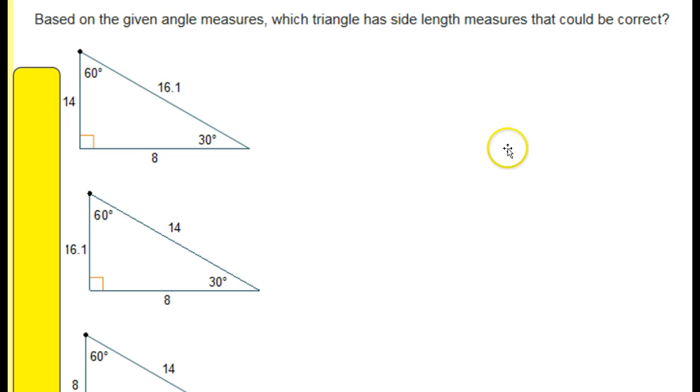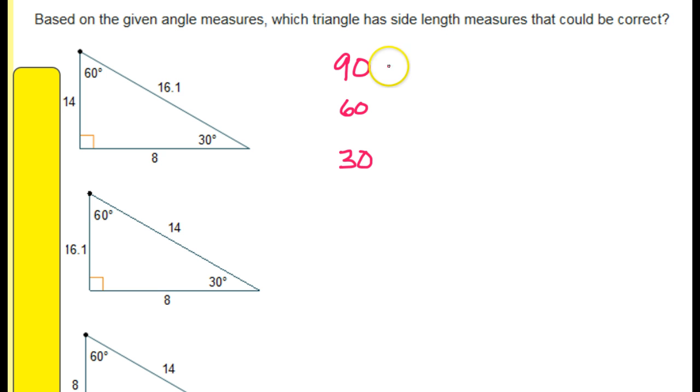Now, based on the given angle measures, which triangle has the side length measures that could be correct? So basically, we're going to see if the biggest sides are across from the biggest angles. For the first triangle, the biggest angle is 90 degrees, the smallest angle is 30 degrees, and the medium-sized angle is 60 degrees. So this is the order of the angles.